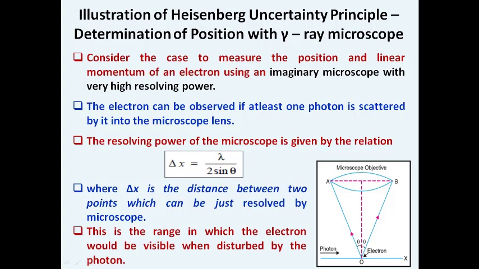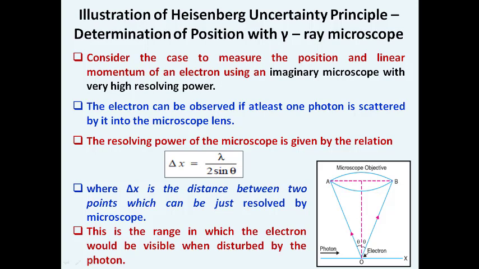The first one is the determination of the position of a particle, say an electron, with a gamma ray microscope. For the measurement of the position of a small particle having a linear momentum, Heisenberg took an imaginary microscope with very high resolving power. To find the position and momentum of the electron, it is observed by use of a photon, which is scattered by it and processed through the microscope lens.